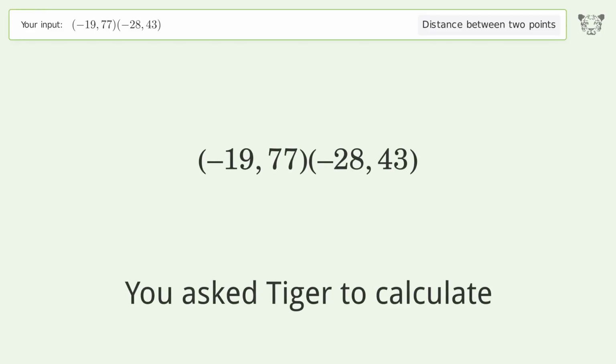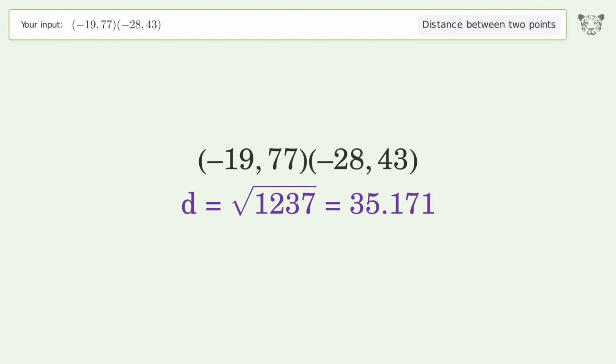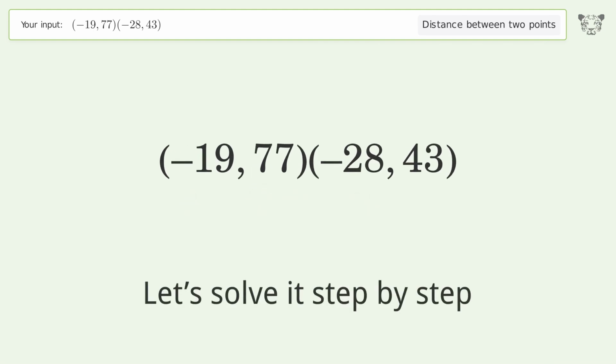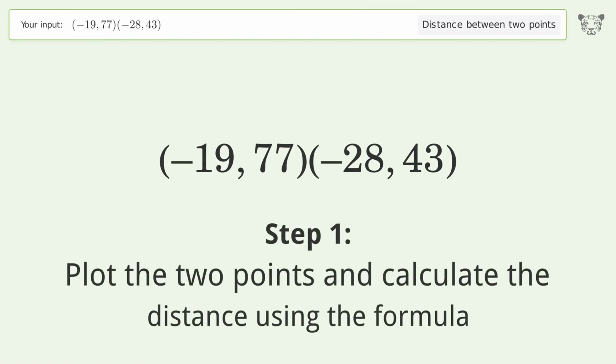You asked Tiger to calculate the distance between 2 points. The distance between the 2 points is the square root of 1237, or 35.171. Let's solve it step by step. Plot the 2 points and calculate the distance using the formula.